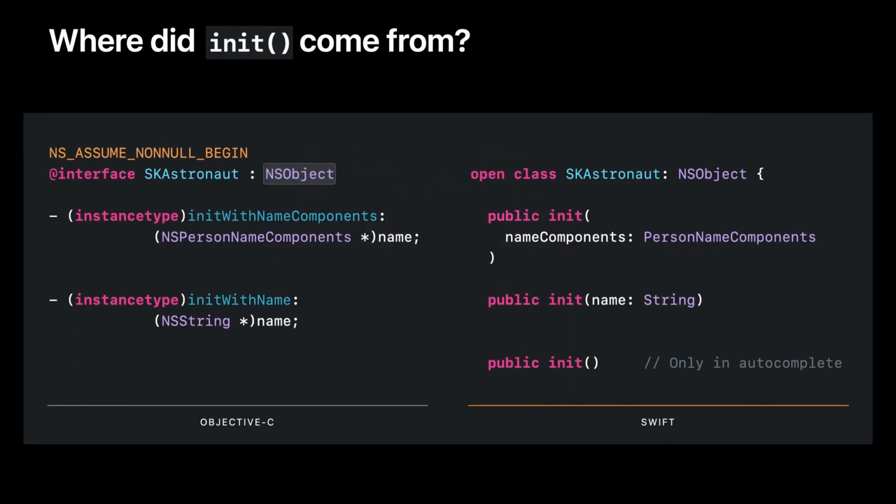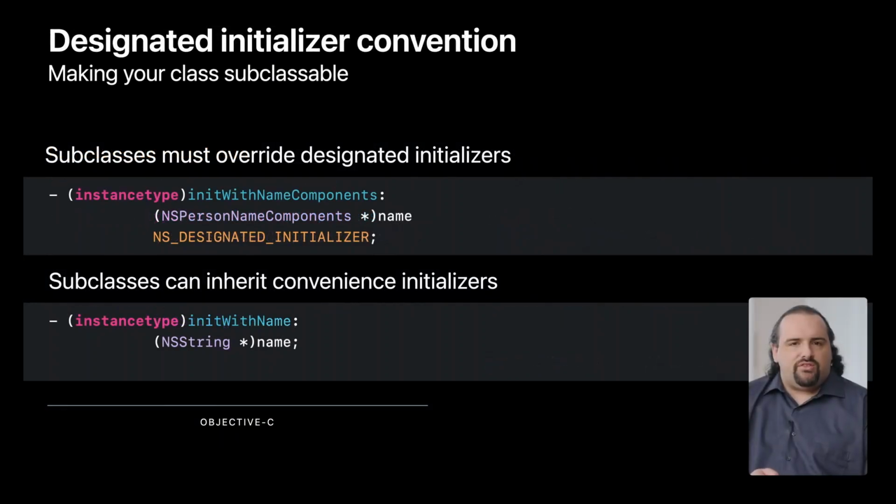But in fact, it came from here, from the superclass. SK Astronaut inherited it from NSObject. And even though your clients can call it, it may not actually work properly. These two problems have the same root cause. In Objective-C, there's a convention for initializers which makes sure that clients know how to write a subclass that will always get initialized correctly. The convention divides initializers into two categories, designated and convenience. You need to override all the designated initializers to make it safe to inherit the convenience initializers.